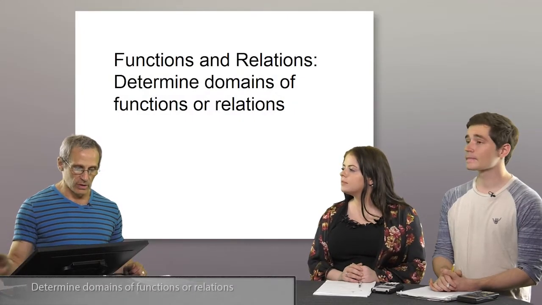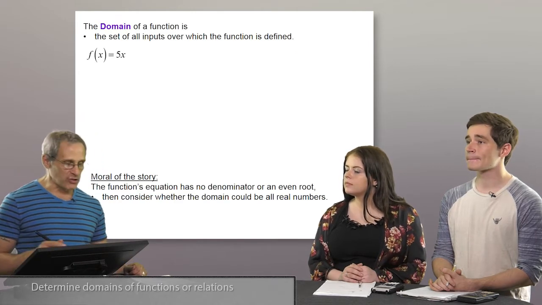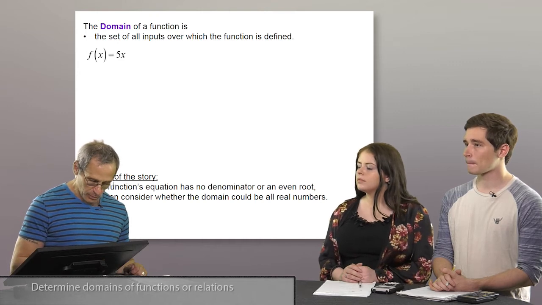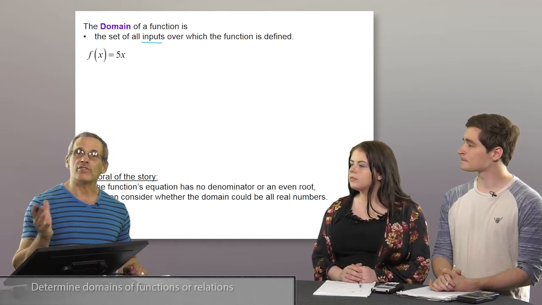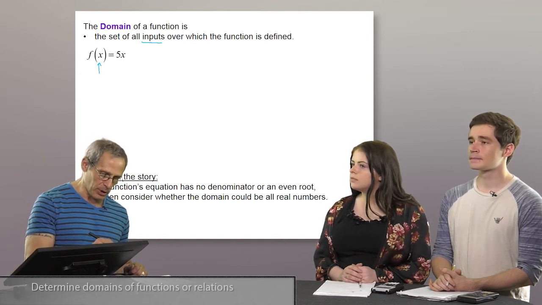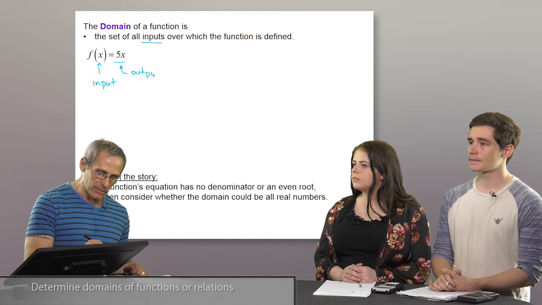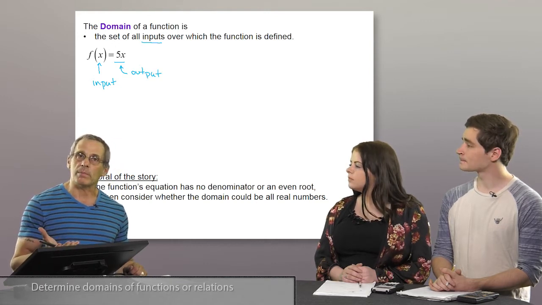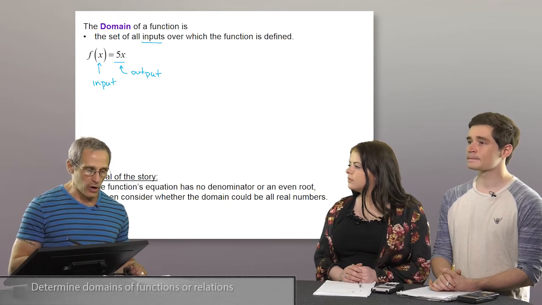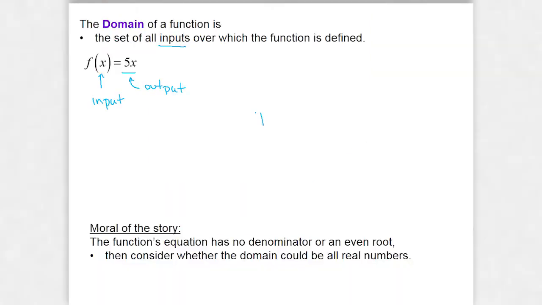Functions and relations. Determine the domains of functions or relations. The domain of a function is simply the set of inputs over which the function is defined. So if I have f of x equals 5x, here's my input, x. My output is the result of multiplying the inputs by 5. Well, since any real number could be multiplied by 5, all the real numbers are my values that make up my domain. So my domain would be negative infinity to infinity.